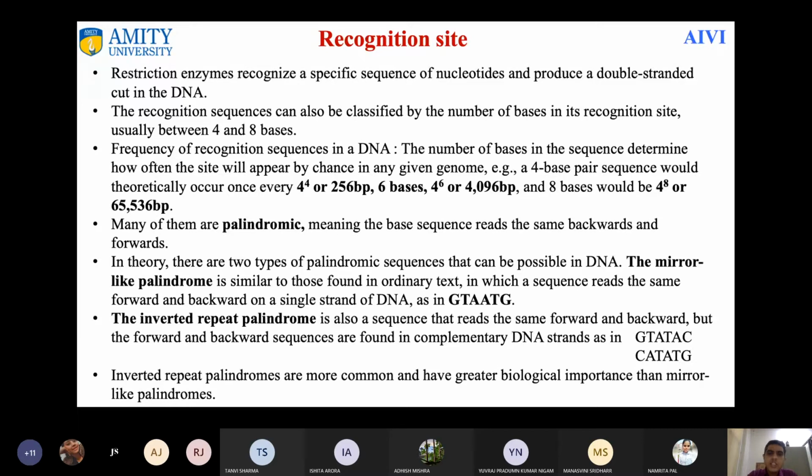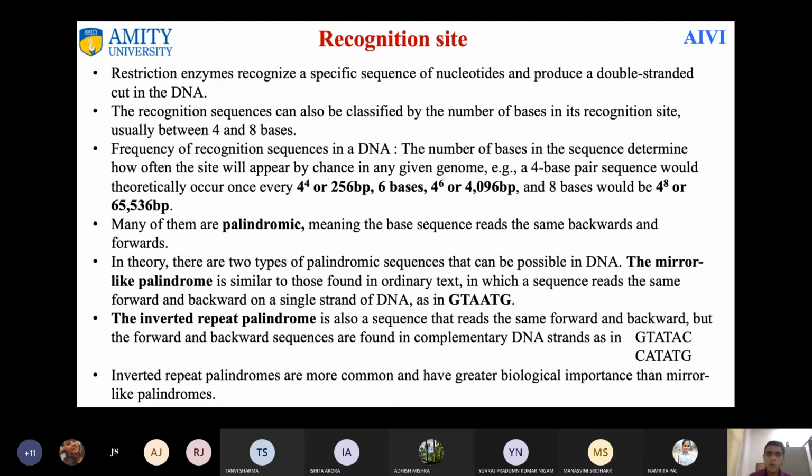Another example, G A T T C. Now the complementary of it, read from the other direction, is again G A T T C. So on both sides you are reading the same. So that's why they are called palindromes.